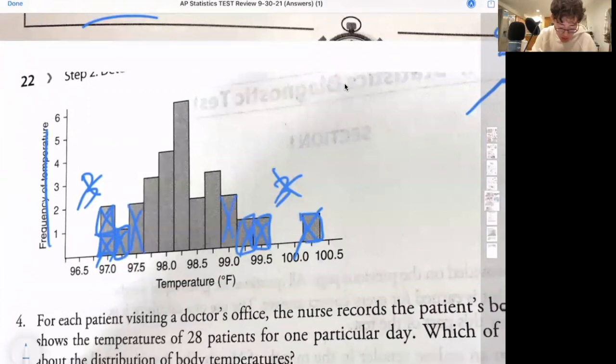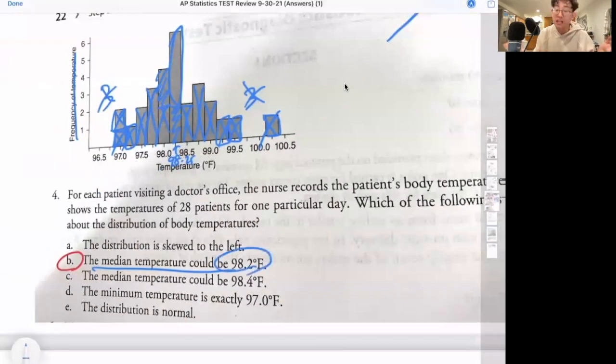This will cross evenly with that. That will cross evenly with that. This and this will cross out, and this part can cross out. So you can clearly see that this one part here actually resembles 98.25, that's where the median should be, or 98.2.